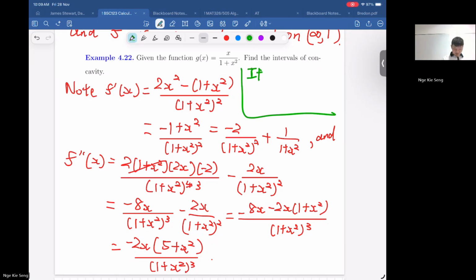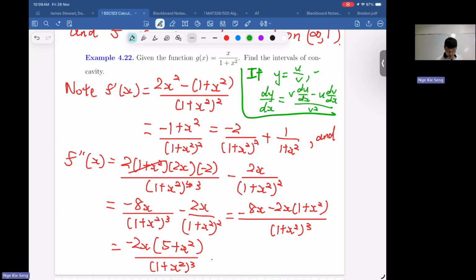If y equals u over v, then dy/dx equals v du/dx minus u dv/dx over v squared. Is this formula correct? Yeah. Okay, so let's check what's our u, what's our v here. So our u is x, and then v is 1 plus x squared. Right.